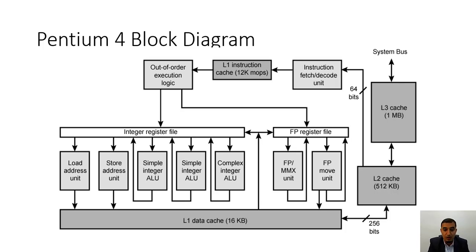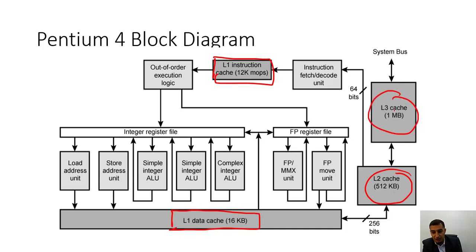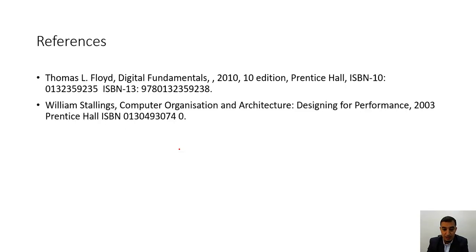Finally, this is the block diagram of the Pentium 4. You can see this is the L1 data cache and this is the L1 instruction cache. Then we have the L2 cache and the L3 cache. We have L2, L3 and L1 caches, all of them inside the CPU, and this is how your CPU will look. These are your ALUs, these are your storage units, and this is basically how it is done.